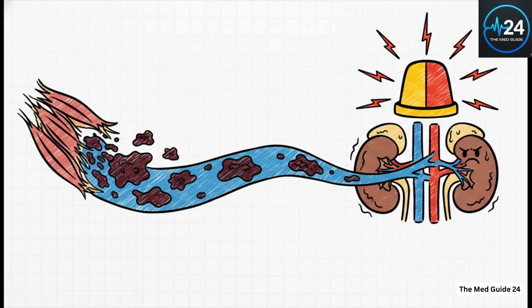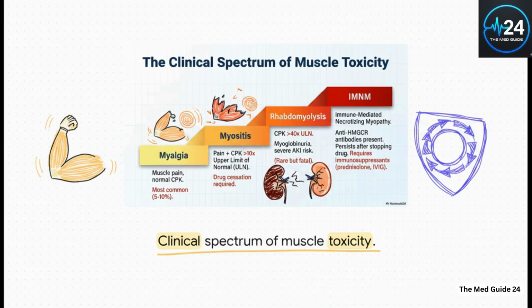When you're out there on the wards, you aren't looking at ROS under a microscope, you're looking at lab values. And CPK and myoglobin, those are your flashing red warning lights that the kidneys are about to take a massive hit from toxic myoglobinuria. You're going to see this present clinically on a sliding scale of severity. On the milder end, most patients just get myalgia, so muscle pain but with normal CPK. But if that CPK climbs past 10 times the upper limit of normal, now you're in myositis territory. Past 40 times? That is full-blown rhabdomyolysis. And definitely don't forget IMNM, an incredibly rare but severe autoimmune reaction that persists even after you stop the drug.